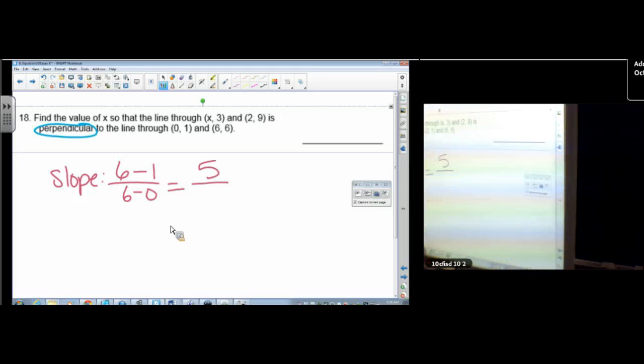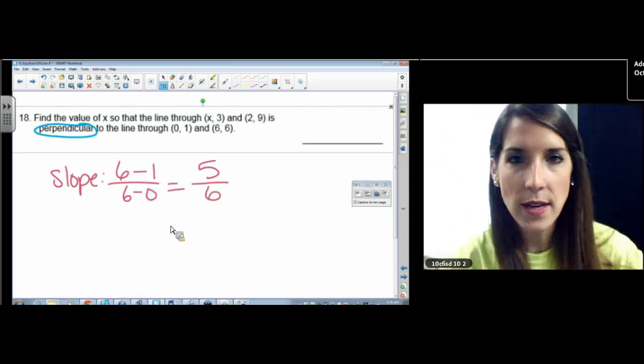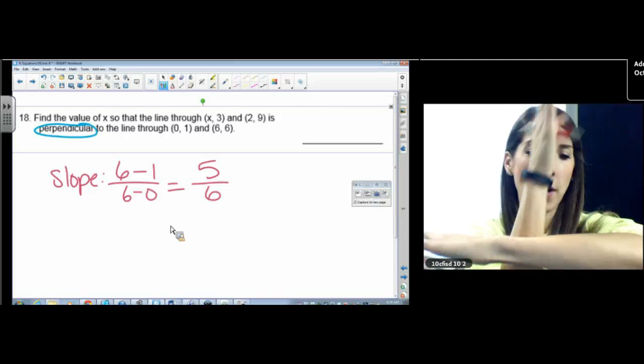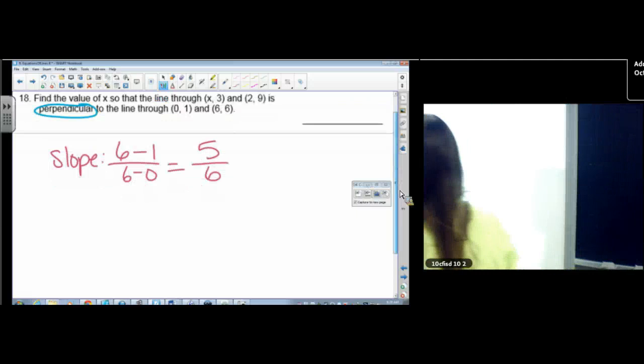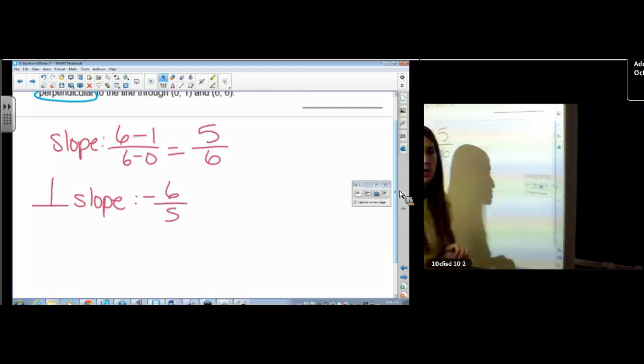5 over 6. Now, we want to be perpendicular to 5/6. Opposite, reciprocal. So we want our perpendicular slope is negative 6/5. And now we're going to do what we did last time.